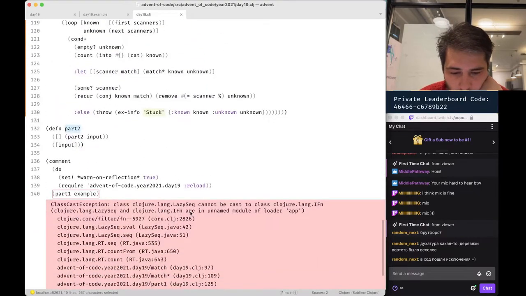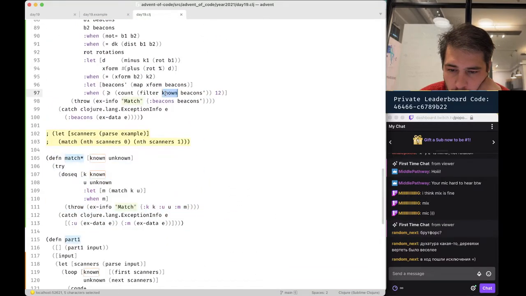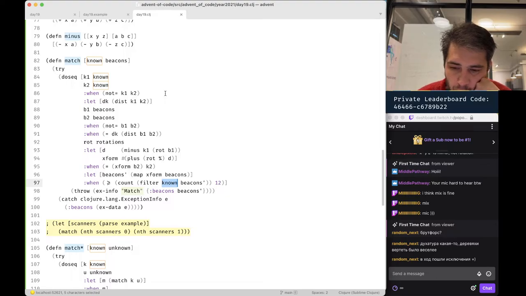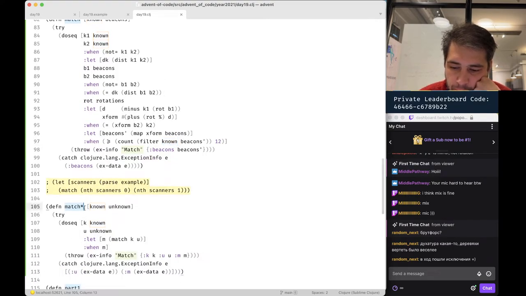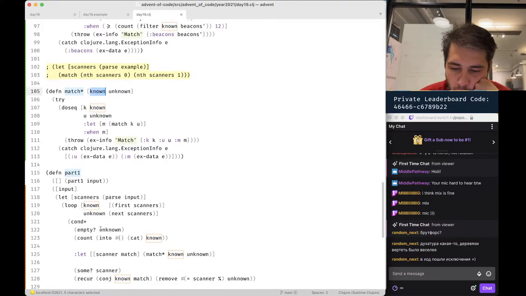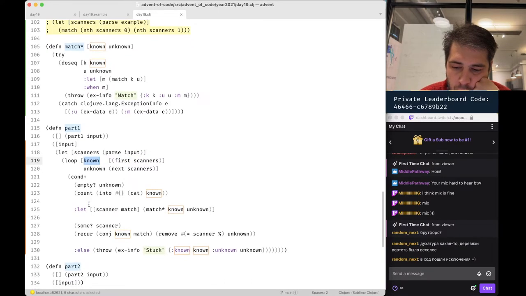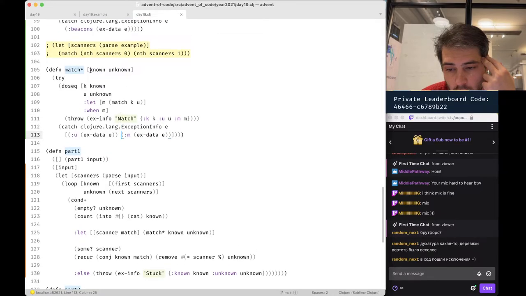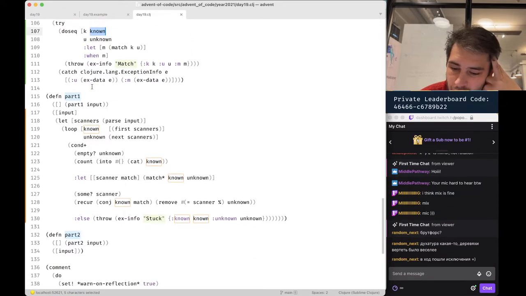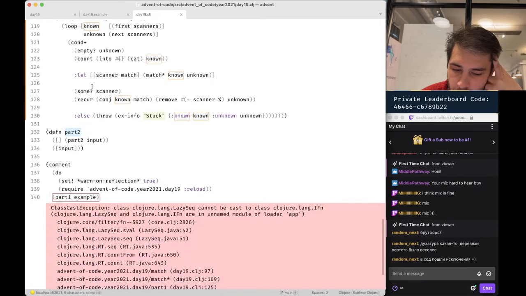Something is wrong here. Okay, let's see which line exactly. 97, filter known. So known is something different from what we expect here, right? Somehow. Why? In our case, known is just the first scanner or some amount of scanners, and we use match star. Match scanner match. In this case, we use it as a sequence. Somehow it's a lazy sequence. How is it a lazy sequence?